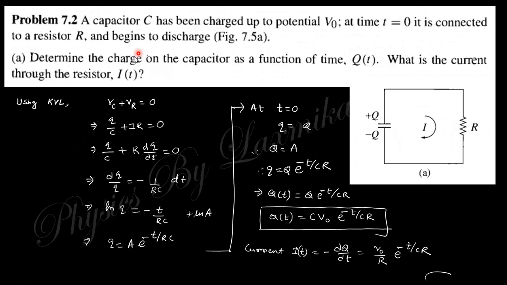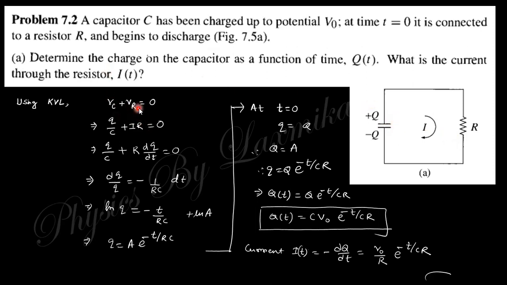Next one. A capacitor C has been charged up to potential V0. This charged capacitor, at t equals 0, is connected to a resistor and begins to discharge. So the battery is disconnected and the capacitor is connected with this resistor. This is the simple discharging of a capacitor.